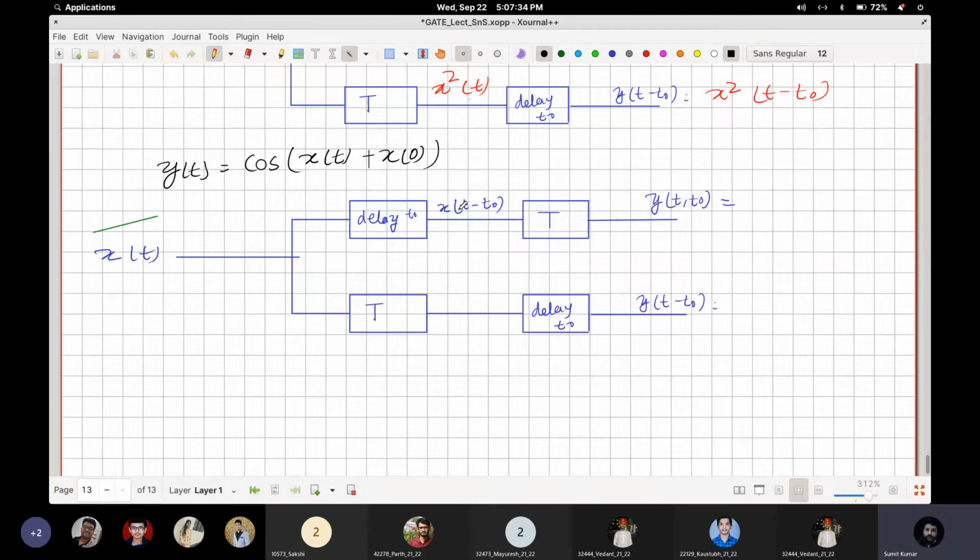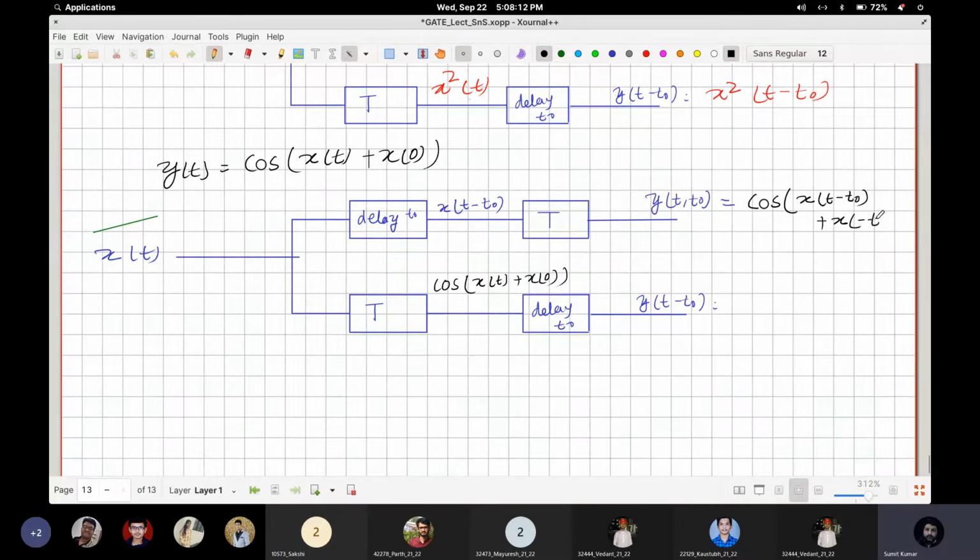x(t), you have applied delay here, you will be getting x(t minus t naught), and here you are applying the system. So what you will be getting is cos of x(t) plus x of 0. Now you are applying the system here, right? Time system आप यहाँ पे apply कर रहे हैं, and what you will be getting, आपका system क्या कर रहा है? It is taking cos of your input, that is x(t minus t naught), and then it is putting t equal to 0 here.